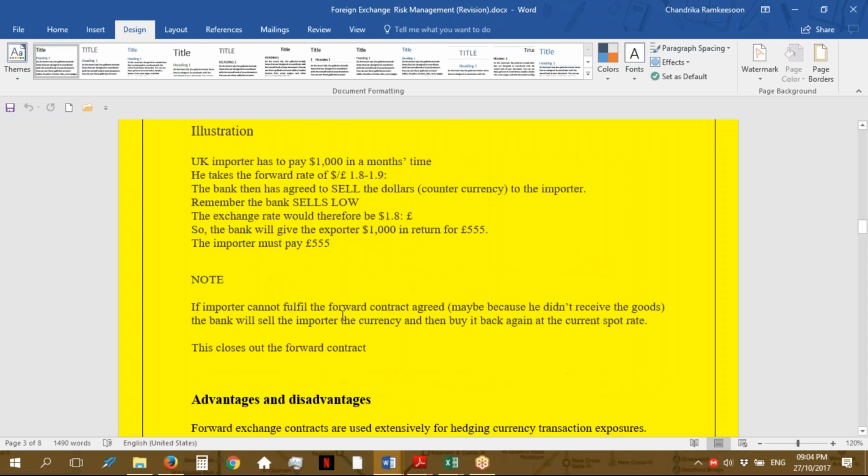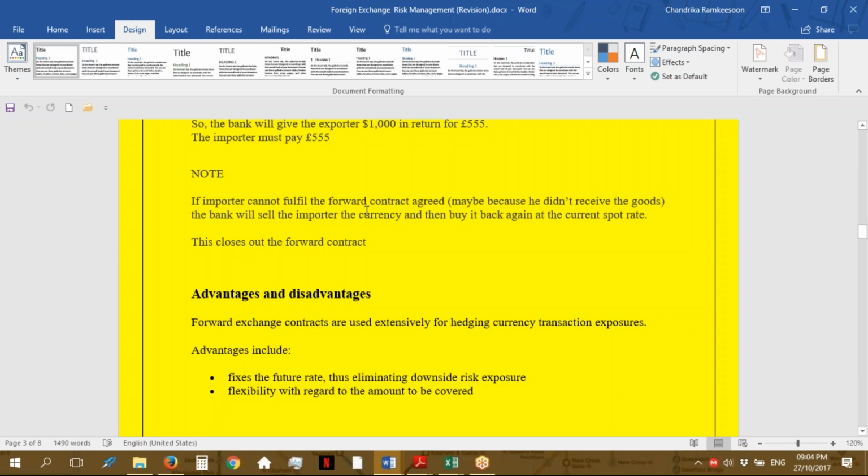Note, if the importer cannot fulfill the forward contract agreed, maybe because he didn't get the goods, the bank will sell to the importer and then buy it back. Strictly speaking, that's what should happen, because there is an open contract which needs to be closed out. That procedure will ensure the contract is closed out. The only problem with that transaction is that the bank may end up losing, because it all depends on what the spot rate is at that time.